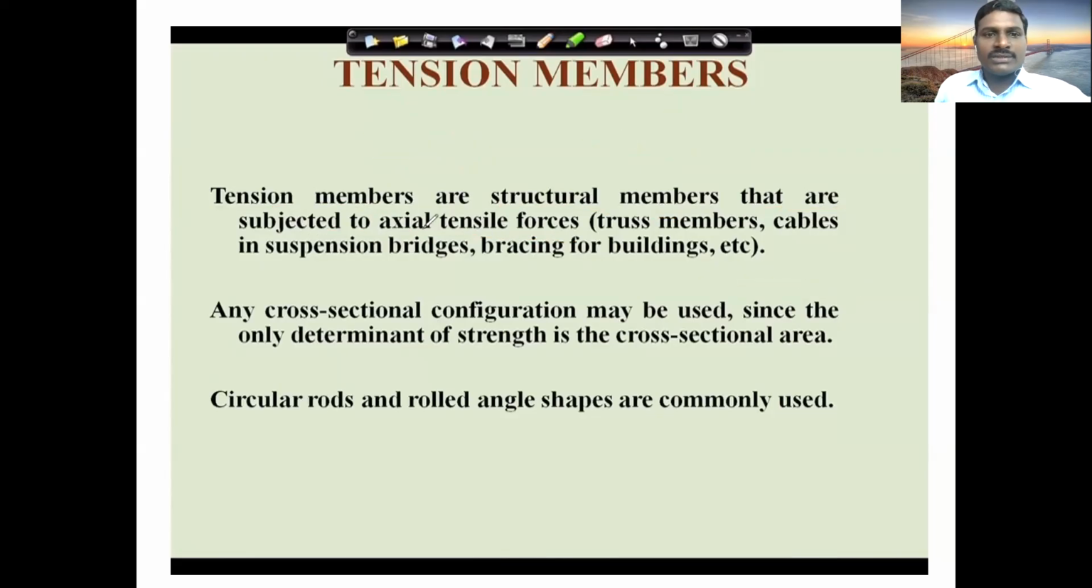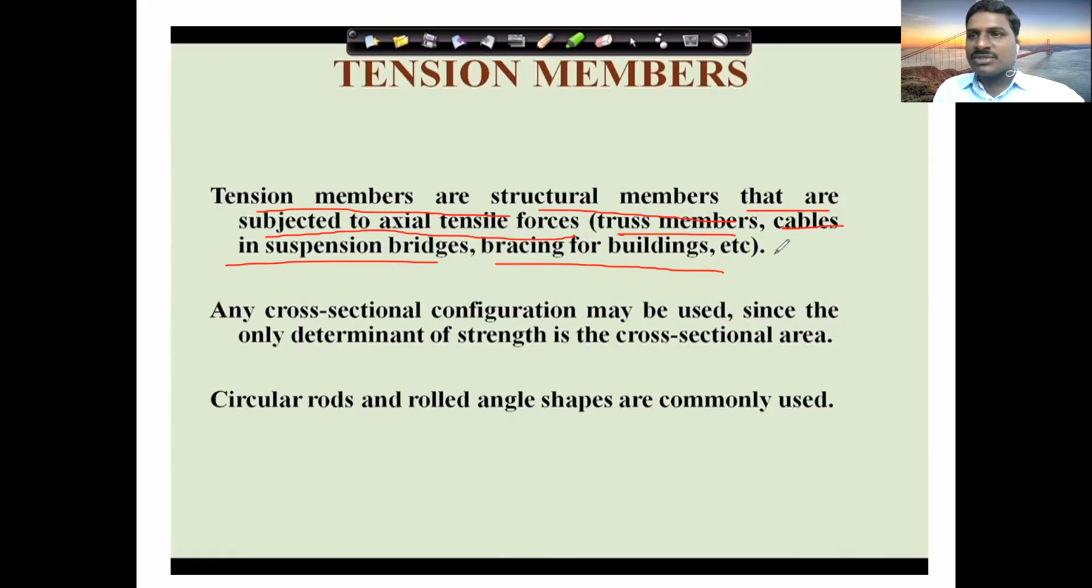So again, we will see the tension members are structural members that are subjected to axial tensile force. Truss members, cables in suspension bridges, bracing for the building. These are some examples of tension members. Truss members, we have analyzed trusses and found the various tensile forces on the particular members. So in the truss, many members are under axial tensile force.